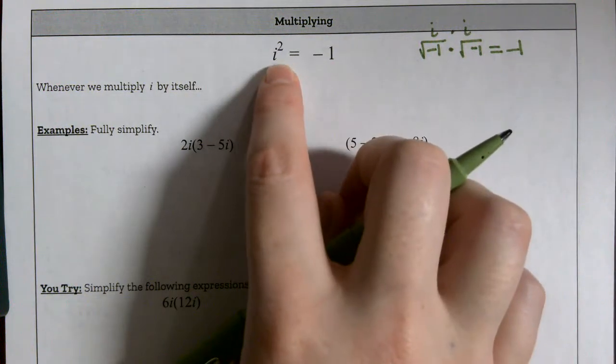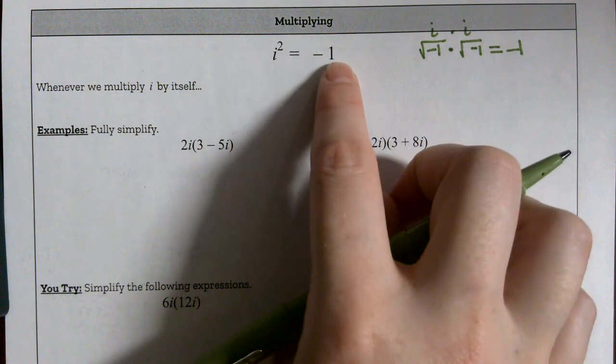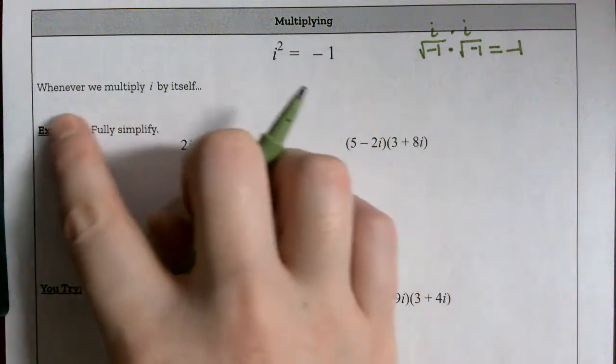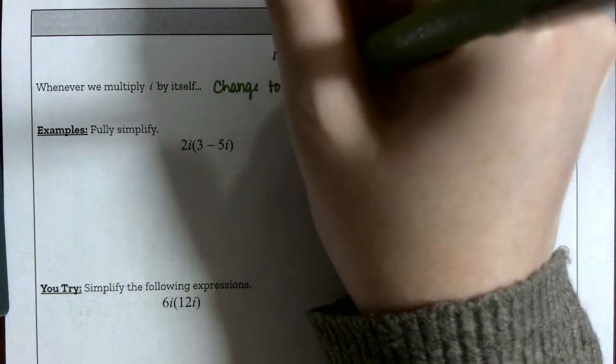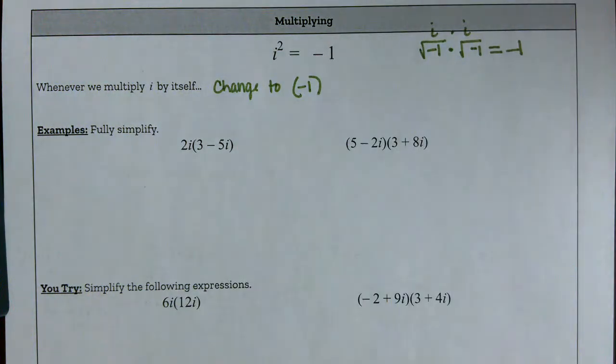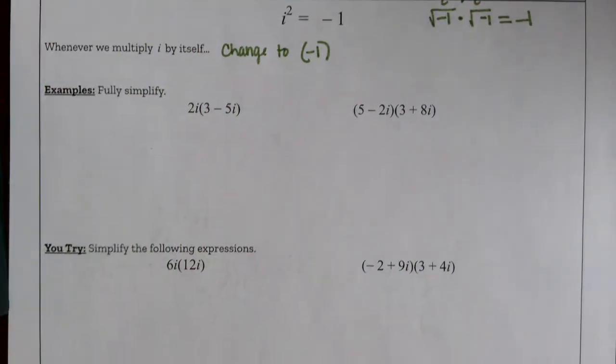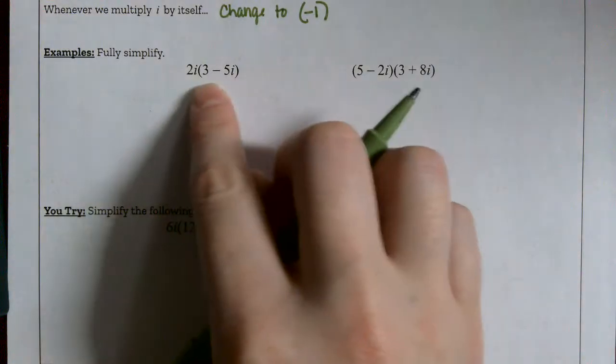So if you have two i's that you're multiplying together, you want to change that to a negative 1. So whenever we multiply i by itself, change to a negative 1. And put it inside parentheses so that it makes sense with the problem. Now let's look at a couple examples.